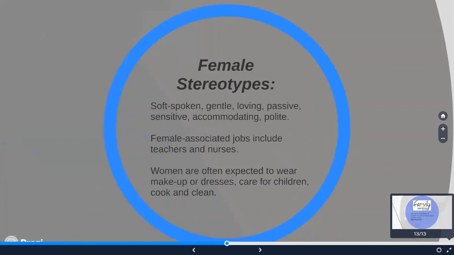Some jobs associated with femininity include teachers, nurses, childcare workers, flight attendants. Women are also often expected to wear makeup or dresses, care for the children, and do the cooking and the cleaning and more domestic jobs. This works for some people. For some people, this is their experience of being female in the world. But for many others, this doesn't exactly fit their identity.